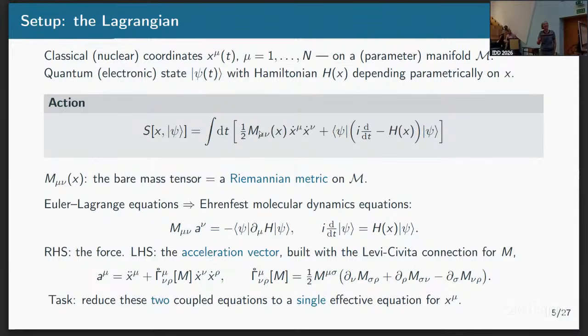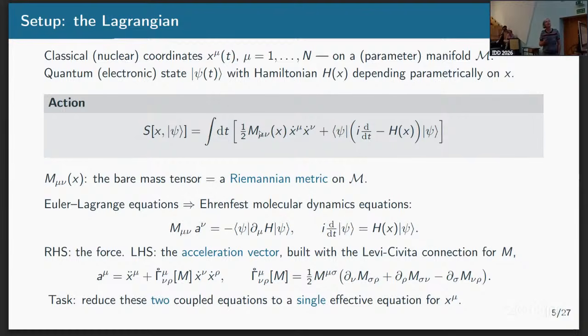Okay, let's see. So this is the action we start from. The first part is the classical part that describes nuclei, which are parameterized by their position depending on time. The dot derivatives are the velocity, and this is the mass matrix. In the classical part, this is the standard kinetic energy, but basically this is a bare mass tensor, and it induces a standard Riemannian metric on the manifold spanned by the coordinates of the nuclei. And this is the standard electron part of the action.